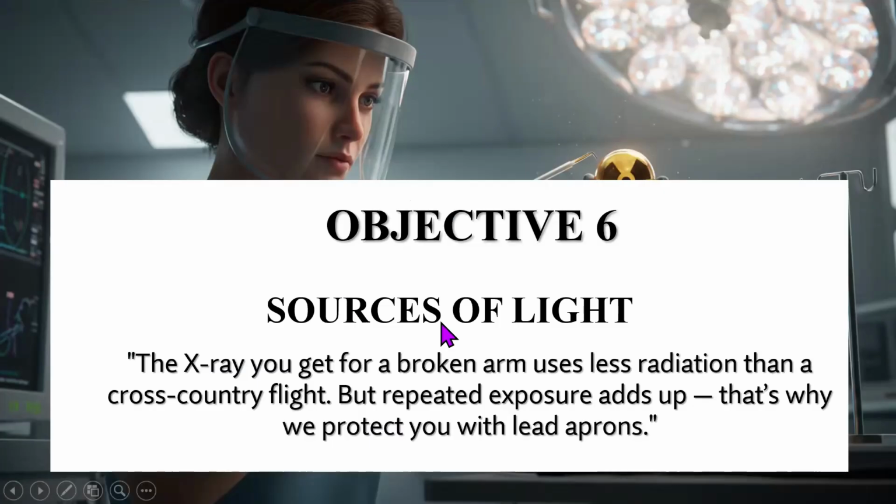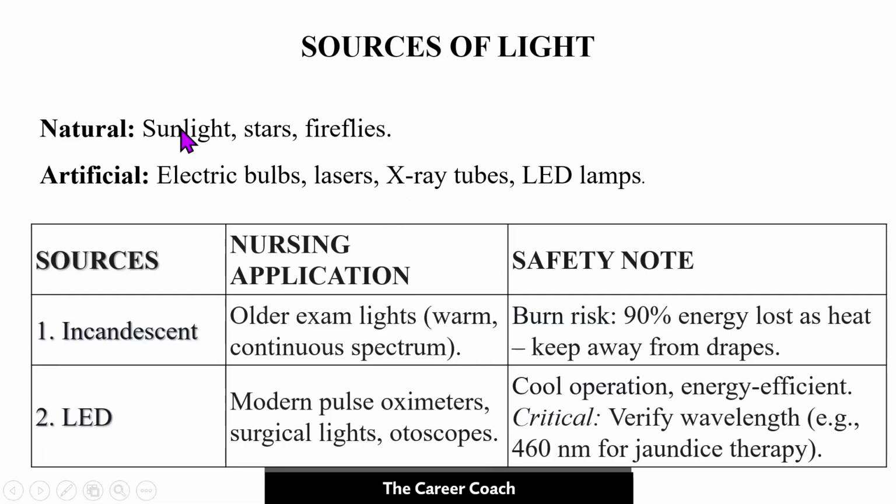Objective number 6, sources of light. The X-ray you get for a broken arm uses less radiation than a cross-country flight, but repeated exposure adds up. That's why we protect you with the aprons. What are the sources of light? Natural sources of light such as sunlight, stars, and fireflies. Artificial sources of light include electric bulbs, lasers, X-ray tubes, and LED lamps. We look at the sources, their nursing application and their safety notes.